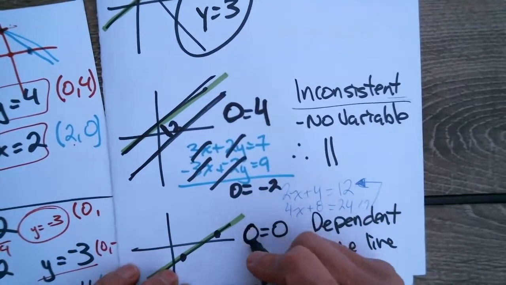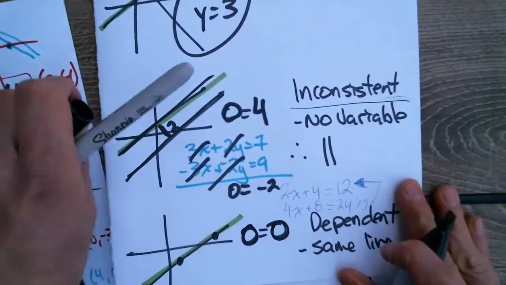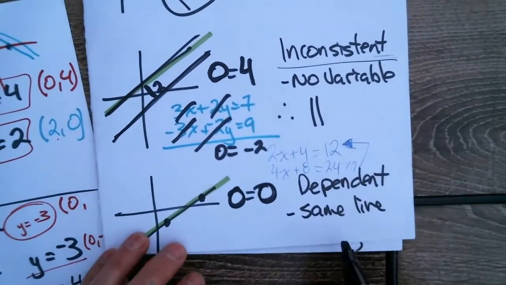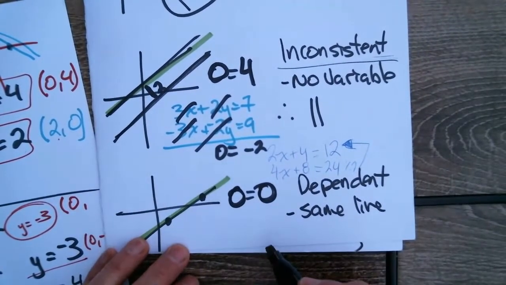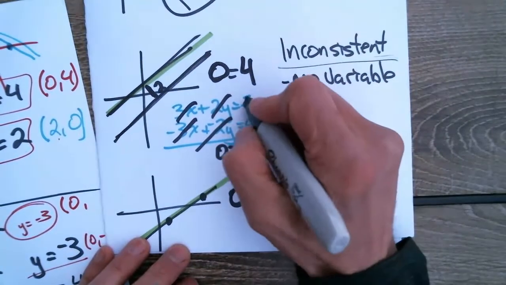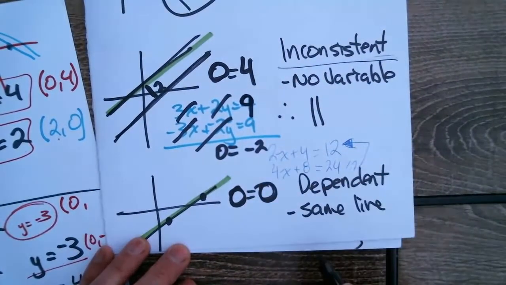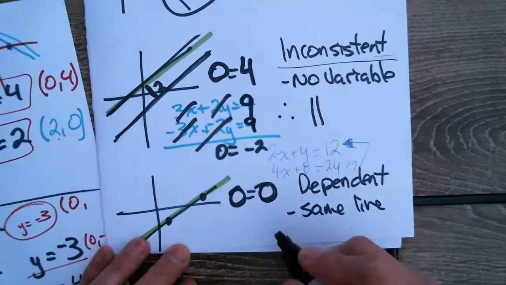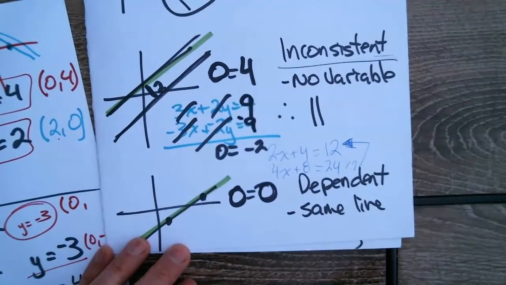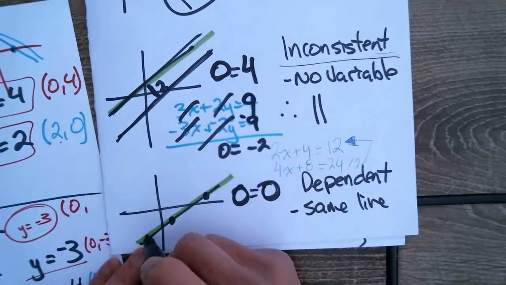Now, the last one you're going to get is this, and this is called a dependent system of equations, where I get 0 equals 0. So in this example we have up here, if that was 9, and this is 9, or negative 9, what this means is that this is the identical line.